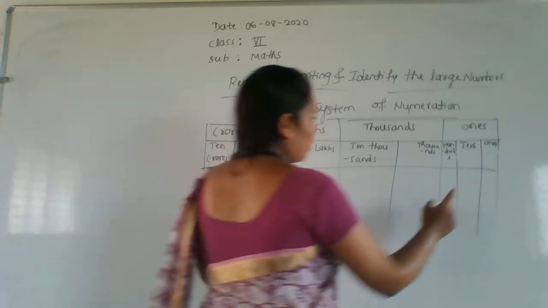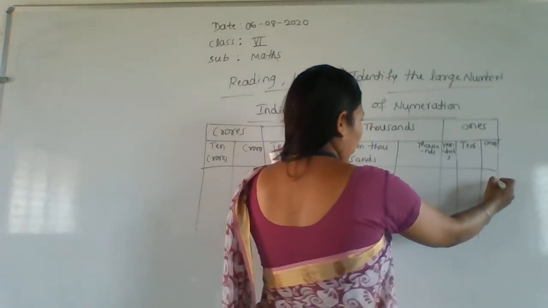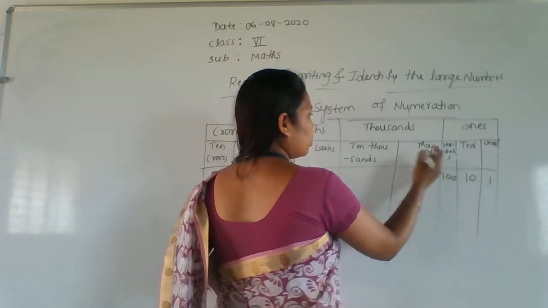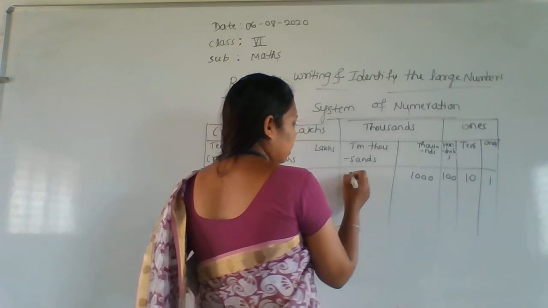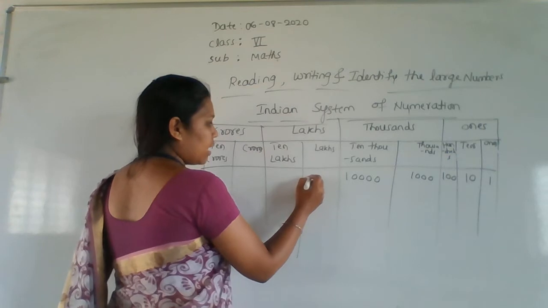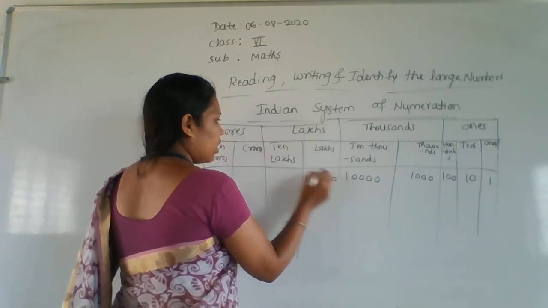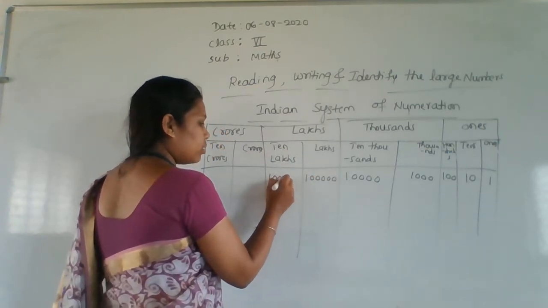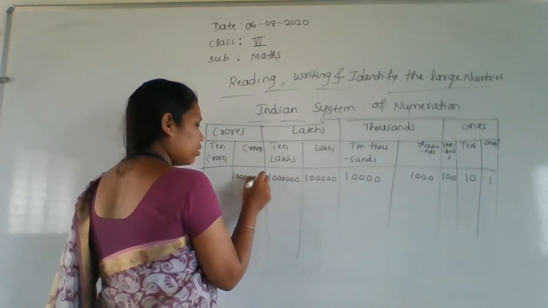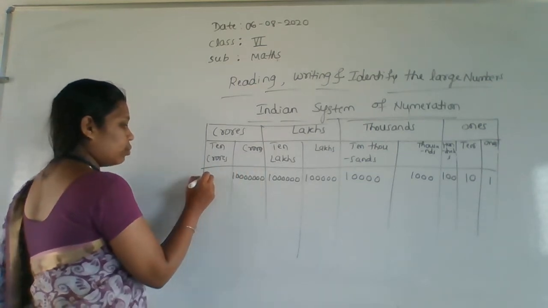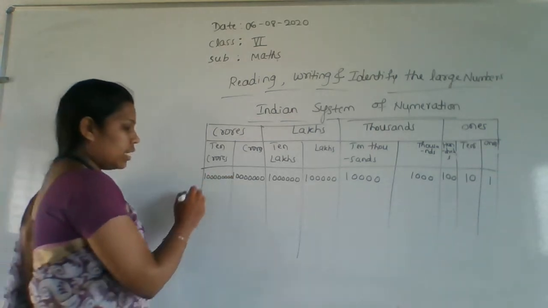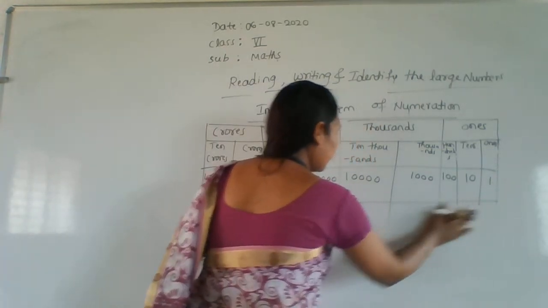How many zeros for the ones here? There is only one, no zeros. Next 10 is 1 0, 100 is 2 zeros, 1000 is 3 zeros, 10,000 is 4 zeros. Okay, after that, for lakh, how many zeros? 5 zeros. For 10 lakhs, 6 zeros. Okay, for crores, 7 zeros. For 10 crores, 8 zeros. Okay, so this is the example for this one.